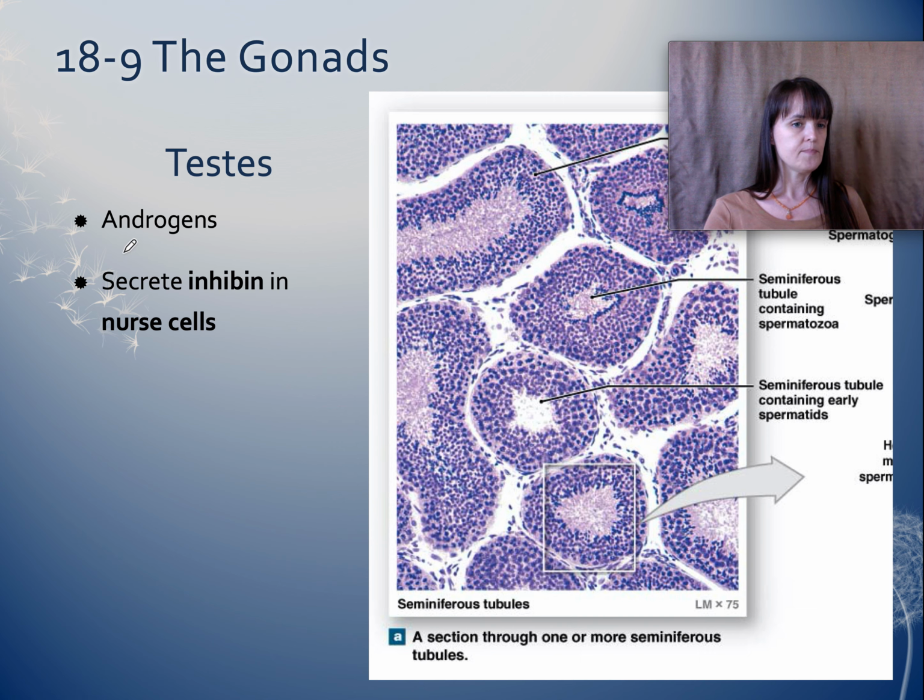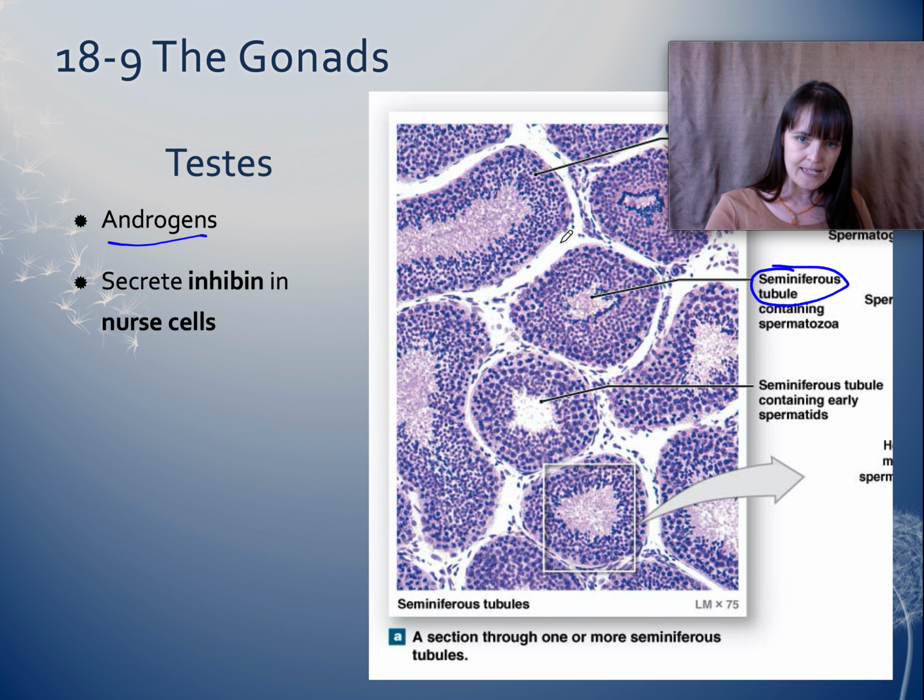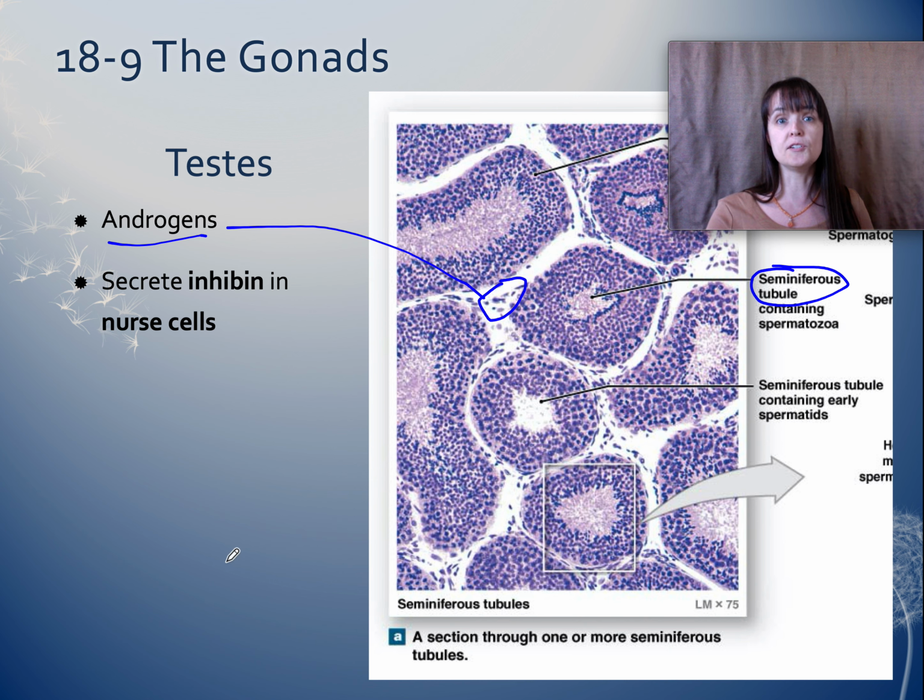In males, okay, so the testes secrete androgens. The main androgen is testosterone. So these ovals are called seminiferous tubules, and that's where the little baby sperm are. And in between the seminiferous tubules, do I have a picture here? See all these little cells in between? These are interstitial endocrine cells. They're outside of the seminiferous tubules, in between the seminiferous tubules, and they are what make the androgens. And the main androgen is testosterone.